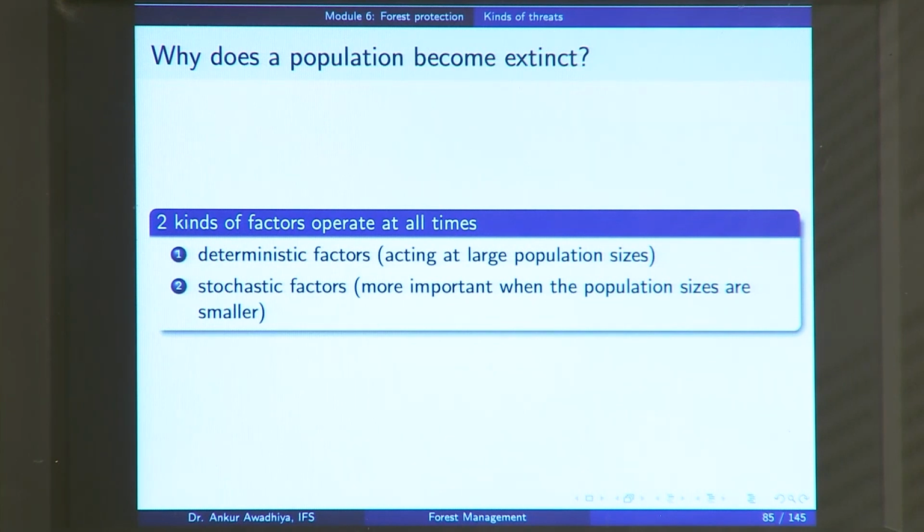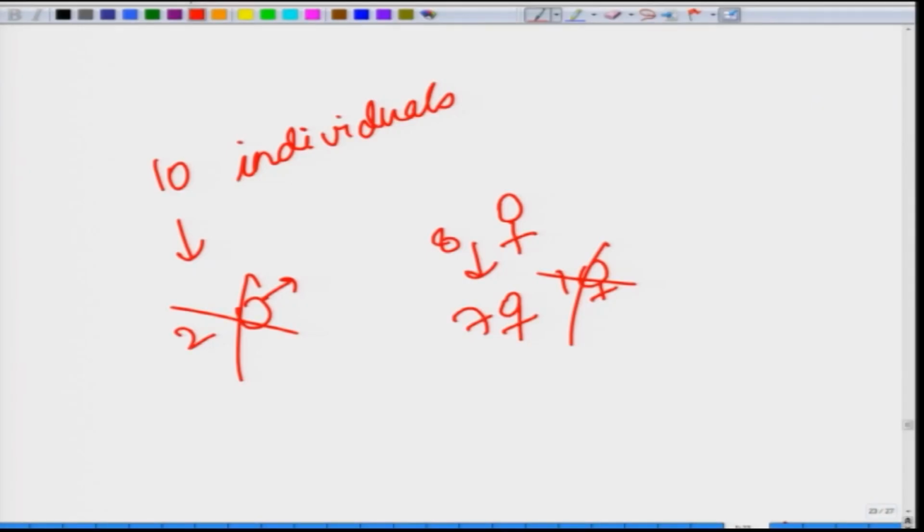So, for instance, we looked at the scenario of this species, which already had a very small population size. You just had 10 individuals. Out of these 10 individuals, 2 were males, and out of these 10, 3 got killed, and just because of chance, it was a chance that 2 out of these 3 were males.